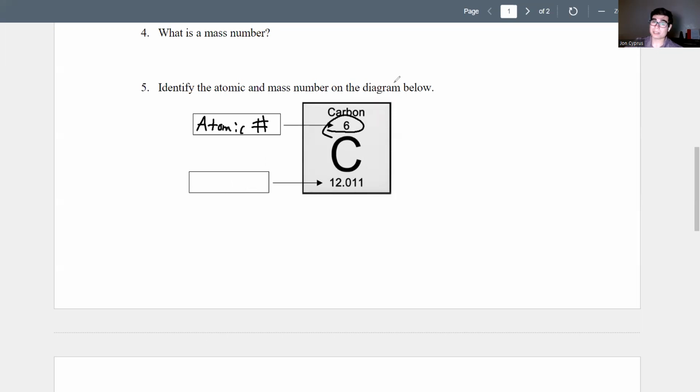Now, if you're wondering why it's not perfectly a whole number: if there are neutrons and protons, and you always have an integer amount, like 10, 20, 30, why is it 12.001? I'll talk about that in the next worksheet.